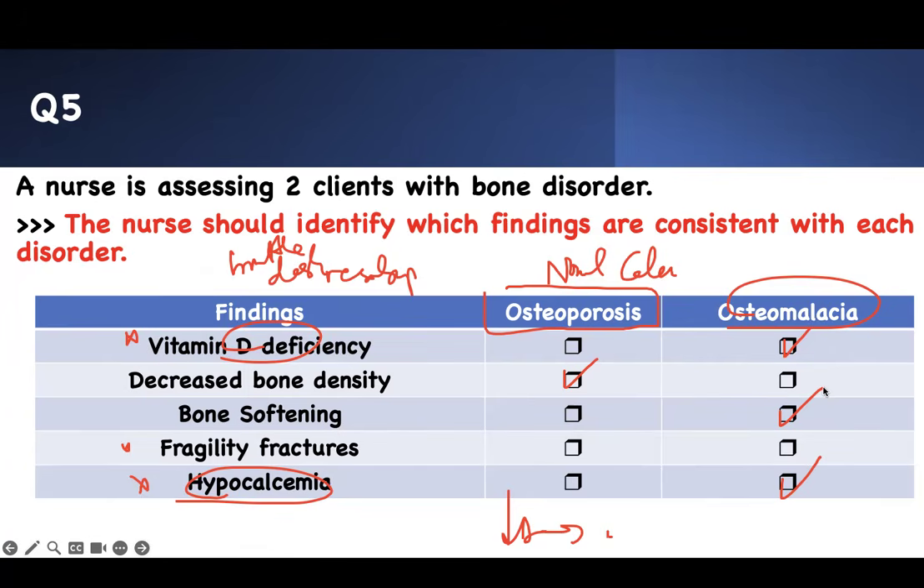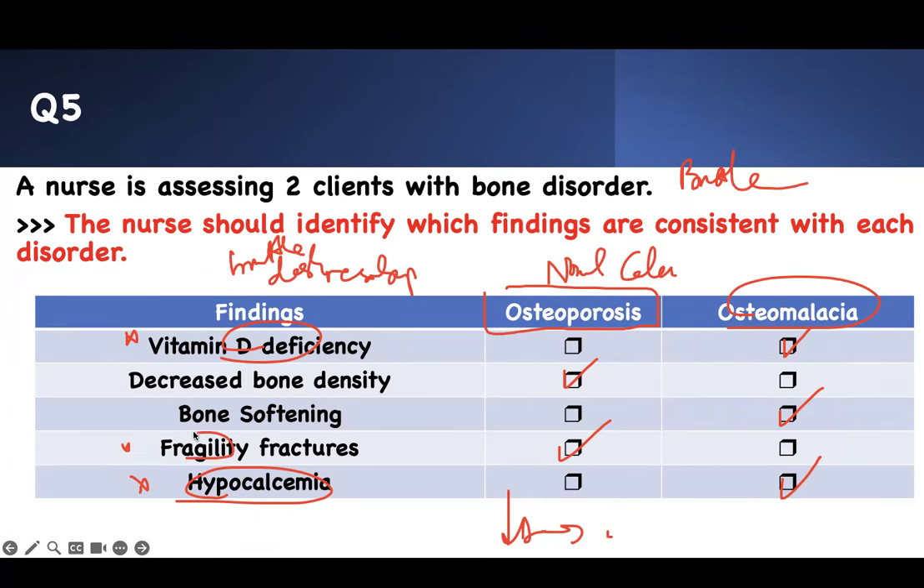Which one is going to break easily? This is the key. Which bone is going to break easily is not the one that is soft. It's the one that is brittle, because the density is not strong. Therefore, osteoporosis is the one that breaks easily. Osteomalacia causes more bone pain and they cannot walk because the bone is soft, but the bone that is brittle breaks easily.